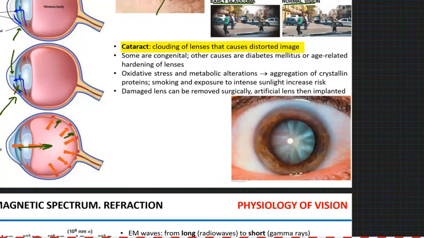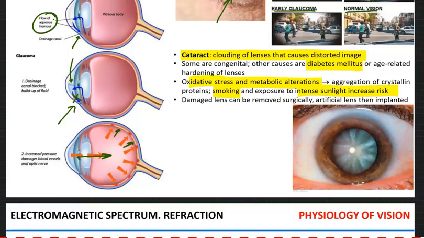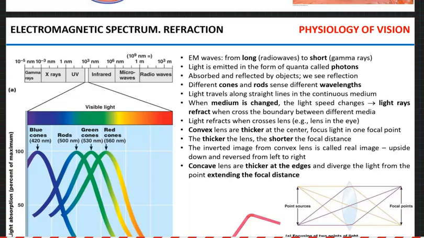It all depends on a number of factors. So, diabetes, oxidative stress, age, just age, smoking, and intense sunlight. So, depending on your activities, that may be that. And yes, some newborns are born with cataract, but that is fixed with lens replacement. Okay? Any questions so far, folks?